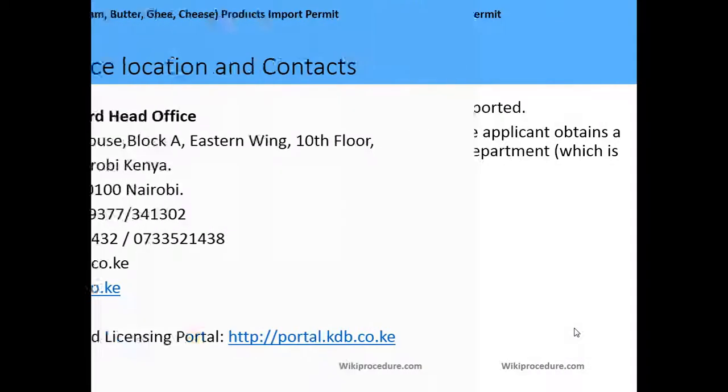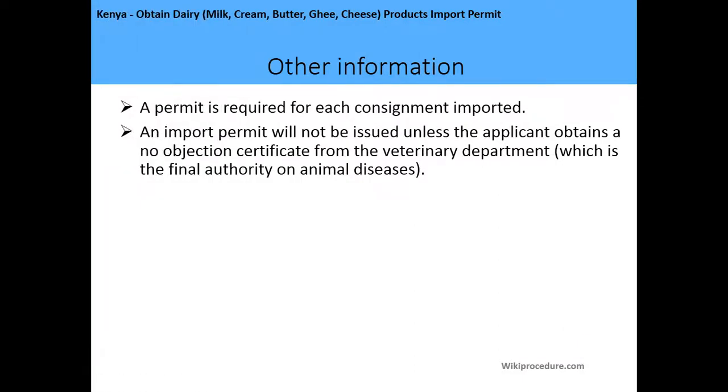So let's move on. Other information: a permit is required for each consignment imported, and an import permit will not be issued unless the applicant obtains a no objection certificate from the veterinary department, which is the final authority on the animal diseases. So make sure you obtain a no objection certificate from the country which you are importing from. So this is a prerequisite document. Make sure you obtain this document before you start the application process.